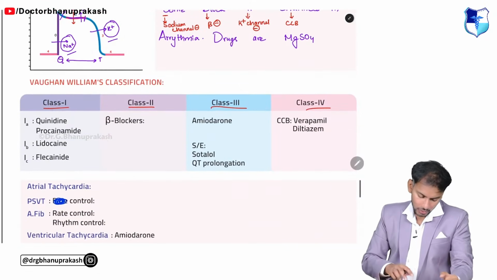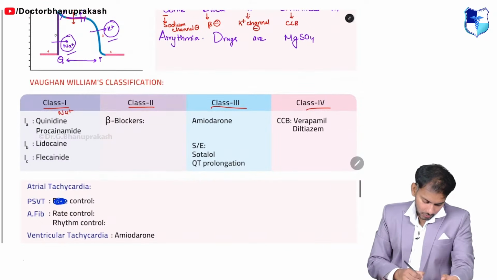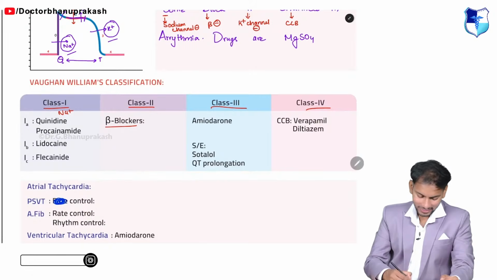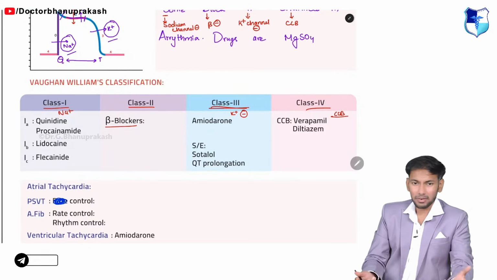So first is sodium channel blockers. The second one is beta blockers. Third one, what is it? It is class 3, potassium channel blockers. Class 4 is calcium channel blockers. That's all, done with the mnemonic.